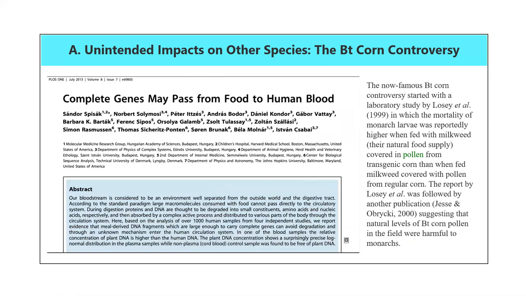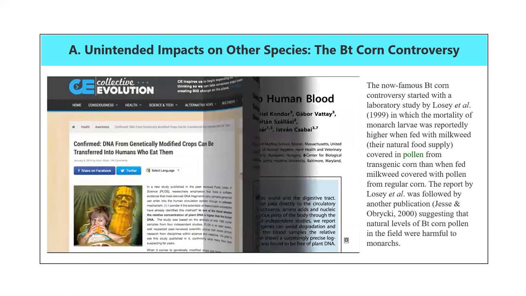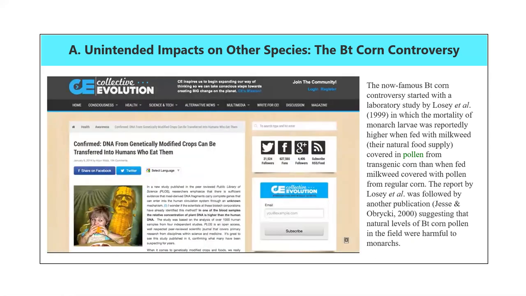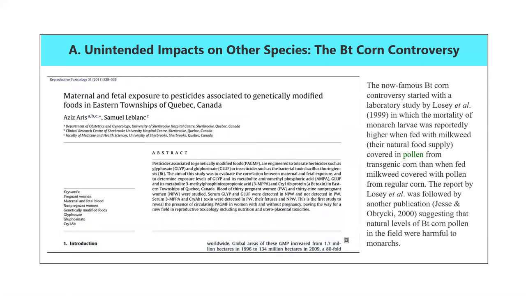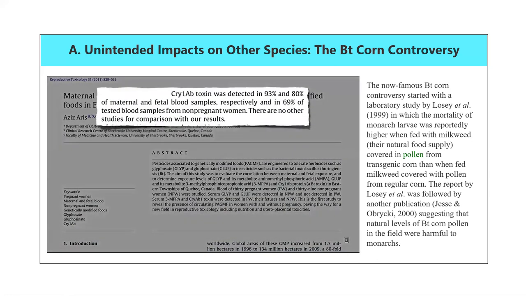This study was purported to confirm DNA from genetically modified crops can be transferred into humans who eat them, but that's not what the study found, just that plant DNA in general may be found in the human bloodstream with no stipulations of harm. This study, however, did find a GMO crop protein in people, detected in 93% of blood samples in pregnant women, 80% of umbilical cord blood, and 69% of samples from non-pregnant women.